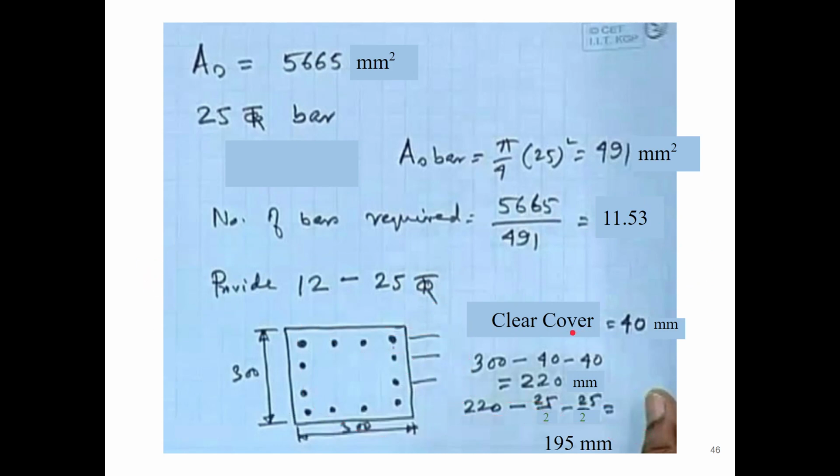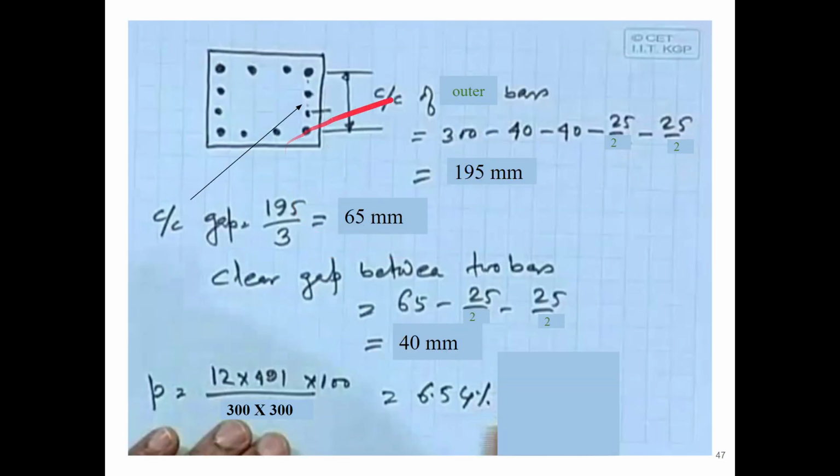In this case, assuming the clear cover to be 40 mm, the distance between the outer faces of the end bars will be 300 minus 40, that is 220 mm. And the center to center distance of the end bars will be 220 minus 25 by 2 minus 25 by 2, which is 195 mm. These are some of the measurements we are calculating, but we have to redesign.